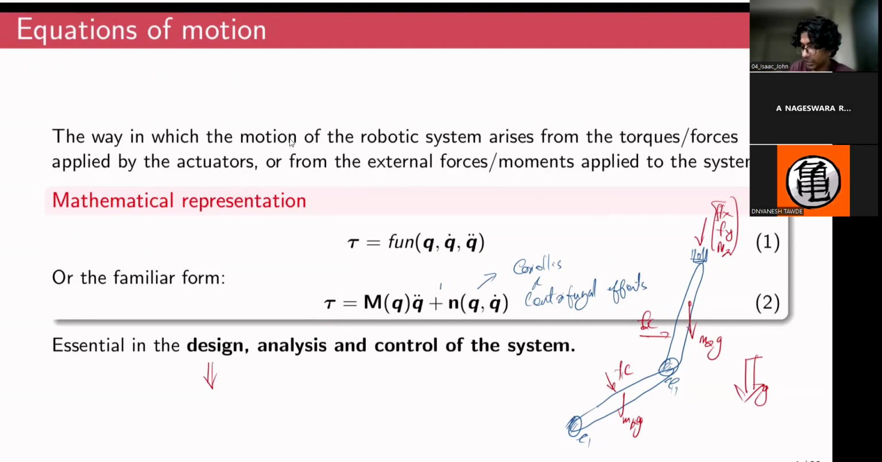So for design purposes, we need the dynamic model. For analysis purposes also, we need a dynamic model, right? For instance, if you want to predict the change of state of a robotic manipulator, we need a mathematical representation of the robotic manipulator, which would be provided by the dynamic equations of motion. And then to control the system as well, right? For example, if you want to control the robot along a desired trajectory, I would call this a desired trajectory.